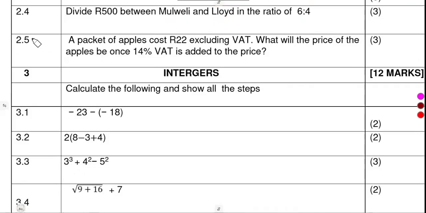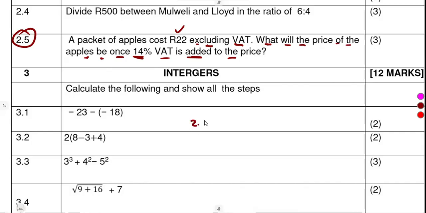And on another part, we are given 2.5. A packet of apples costs 22 Rand, excluding VAT. The value added tax is not there. Excluding means that it's not there. So the question is, what will the price of the apples be once 14% VAT is added to the price? Once we add the 14% VAT.